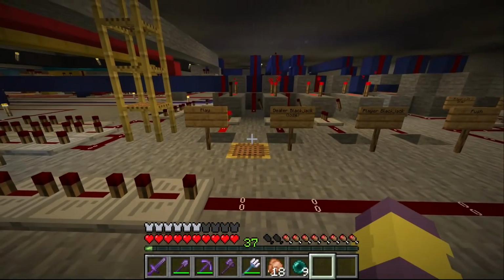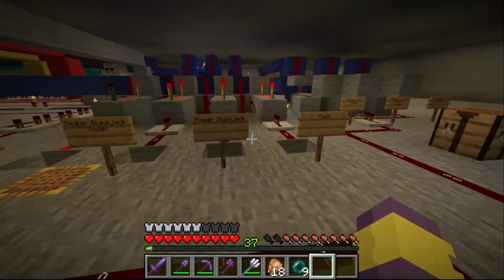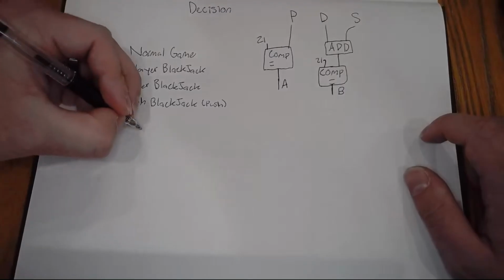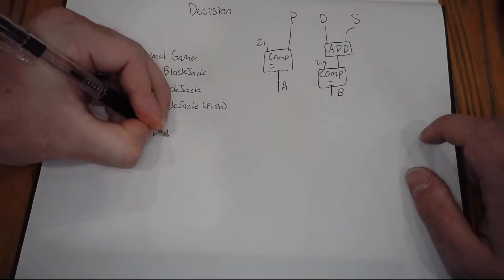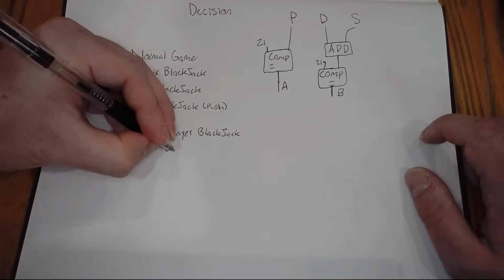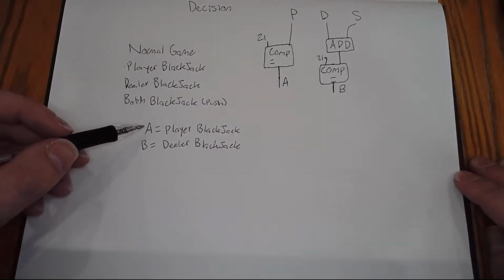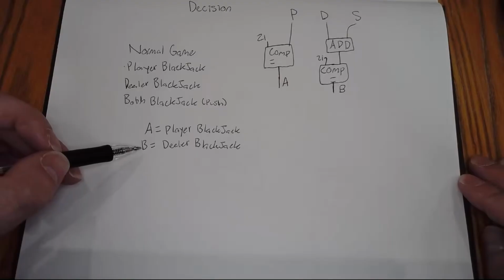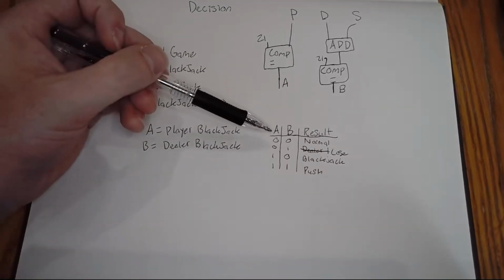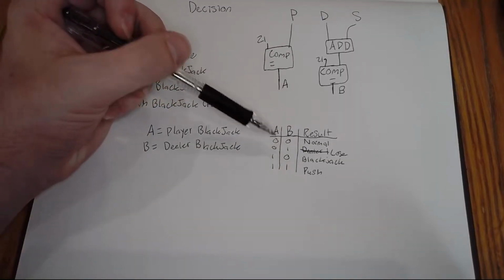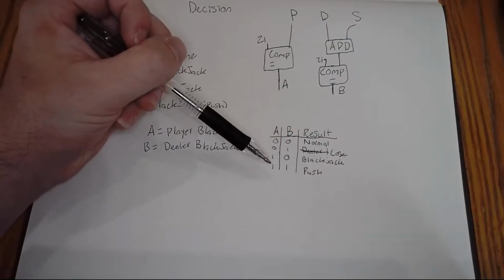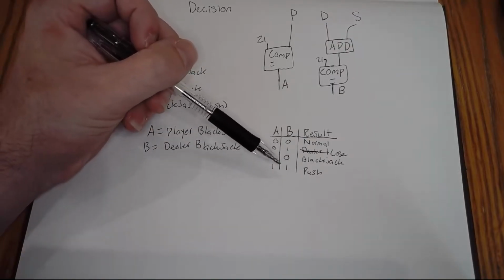And now we have 2 Boolean values that we can use to create a truth table. We'll call this A, and we'll call this B. So A equals player blackjack, and B equals dealer blackjack. So if A equals 1, then the player has a blackjack. If B equals 1, then the dealer has a blackjack. So here are all the possible values. If nobody gets a blackjack, it's a normal game. If the dealer gets a blackjack, you lose. If you get a blackjack, you get a blackjack. And if both of you get a blackjack, then you push.